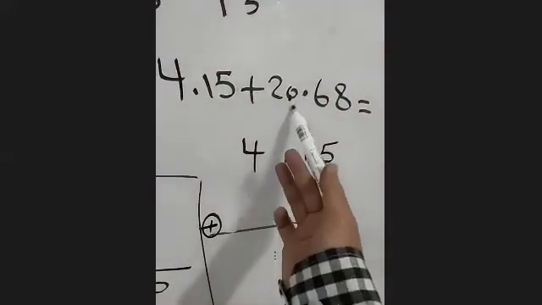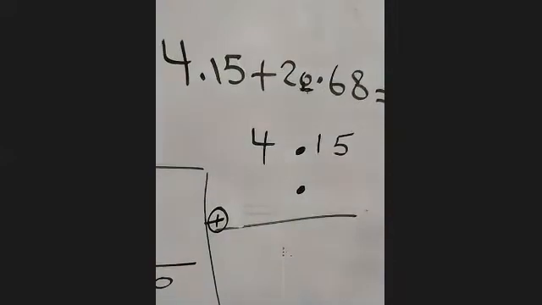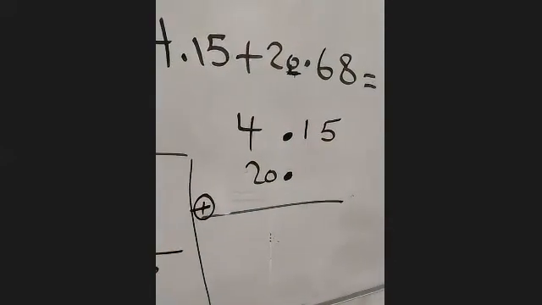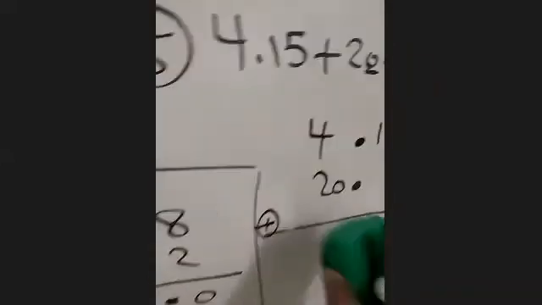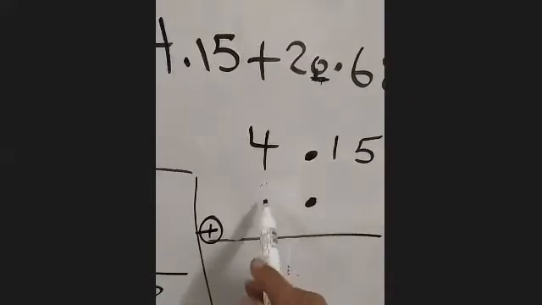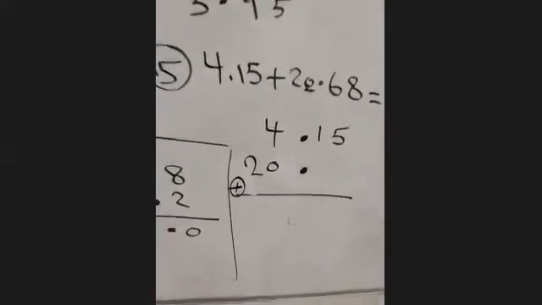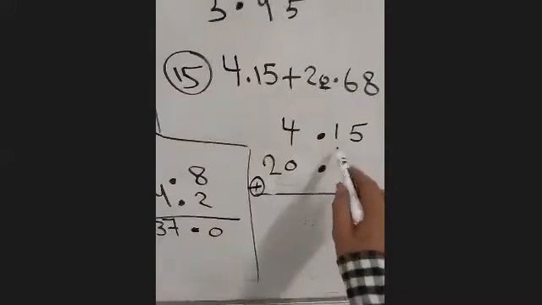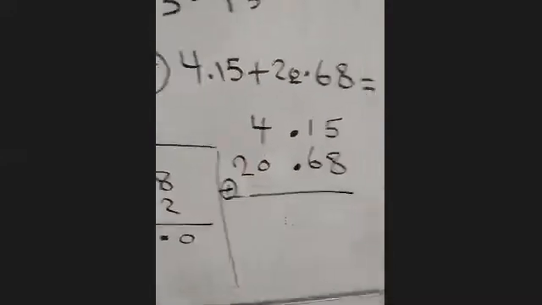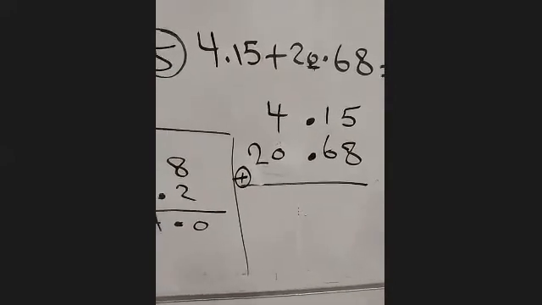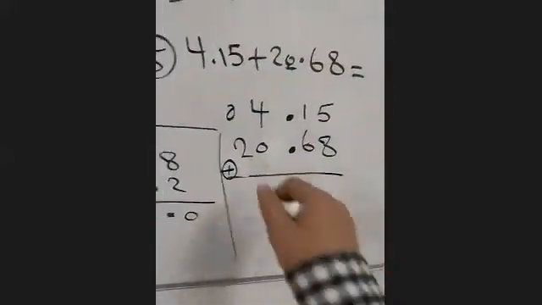Where will I put the zero? I'll put it like this. No. We put it like this. See? Yes. Then what will I do? We'll add. No, we put this zero. Add now.